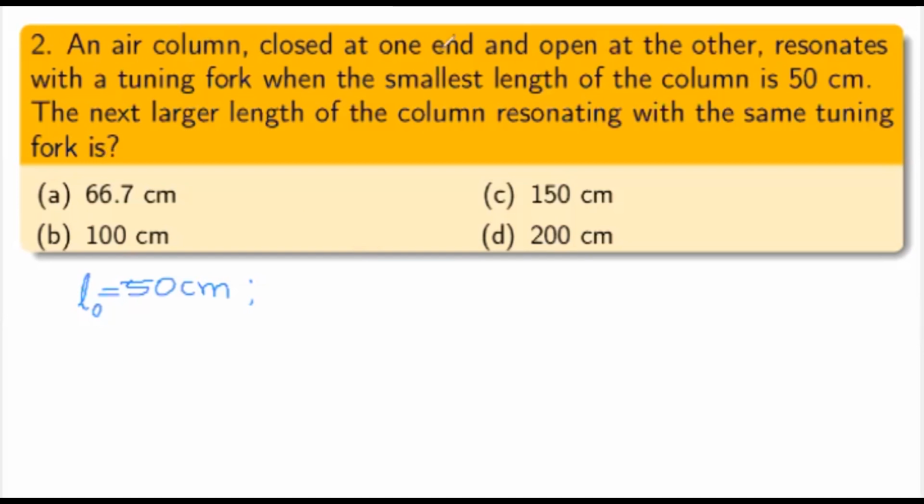So in a closed organ pipe, only odd harmonics are present. Therefore, the next length of the column is L1 equal to 3 times L0. So this is the first harmonic, this is the third harmonic. Third harmonic means 3 times the fundamental frequency, which is also related to length in this manner. So 3 times L0 is 3 times 50 centimeters, that is 150 centimeters. So option C is correct.